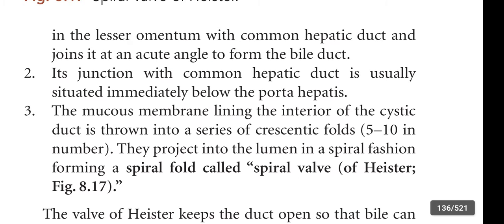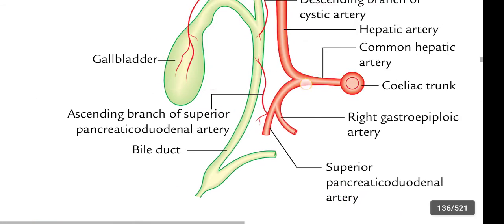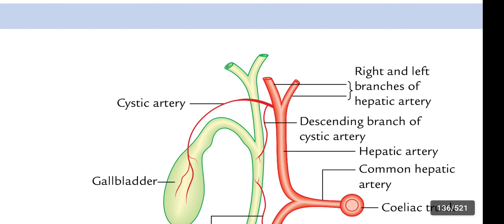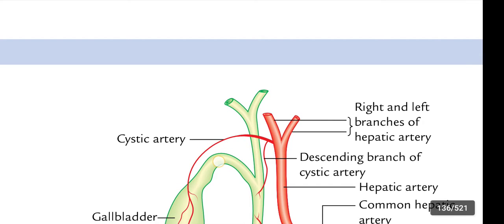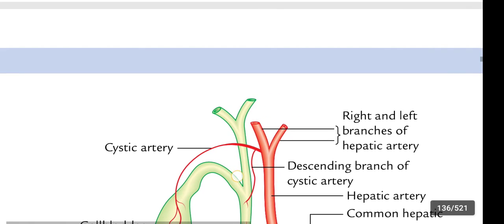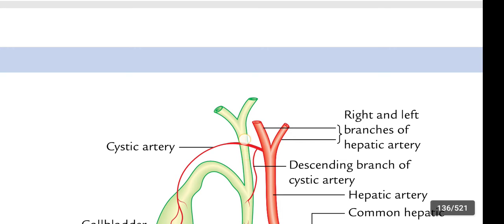The bile duct is also called the common bile duct. It is formed by the joining of the common hepatic duct and cystic duct. If I show you the diagram, it is clear to you. This is the cystic duct and this is the common hepatic duct. This is the right and this is the left hepatic duct, joined to form the common hepatic duct. This common hepatic duct joins with the cystic duct. Both join and form the bile duct.